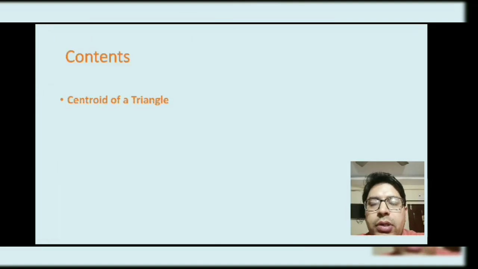So, let us start. The content of today's discussion is that we are going to evaluate the centroid of a triangle. So, let us start.